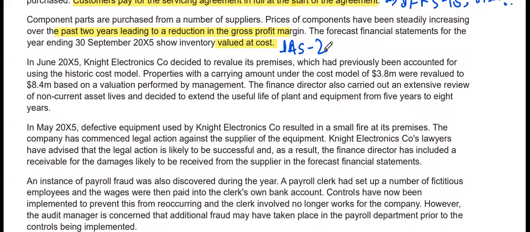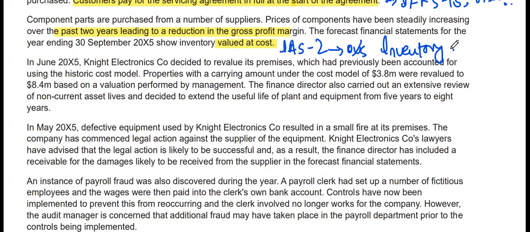IAS 2 Inventories guides us to value the inventory at the lower of cost or NRV, right? So Knight Electronics company has valued its inventory at cost without bothering whether NRV might be less than cost, because they have provided you a hint that prices are increasing and gross profit margin is decreasing. So there is an incorrect accounting treatment, and you have to highlight it here. It will lead to overstated inventory.